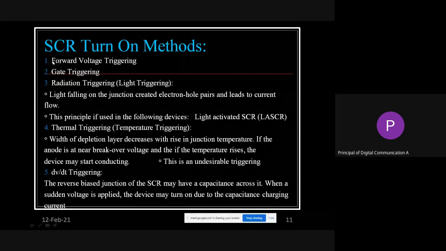So first is forward voltage triggering. So this is the same as that of my forward blocking mode. म्हणजे फॉरवर्ड व्होल्टेज देत जायचं आणि ते ब्रेक ओव्हर व्होल्टेजच्या वर गेले की SCR ऑन होईल.